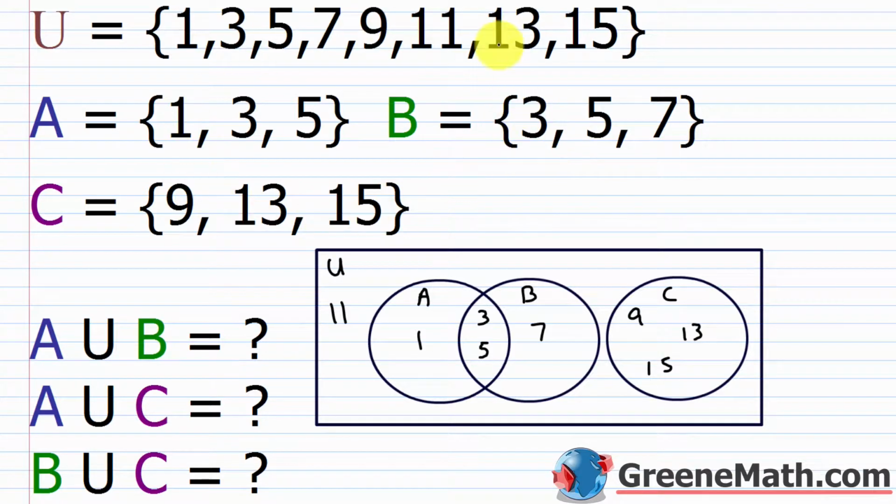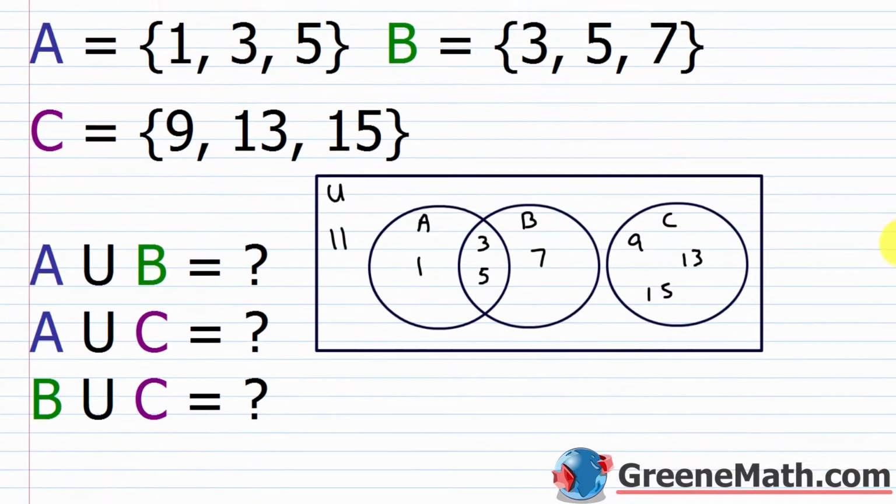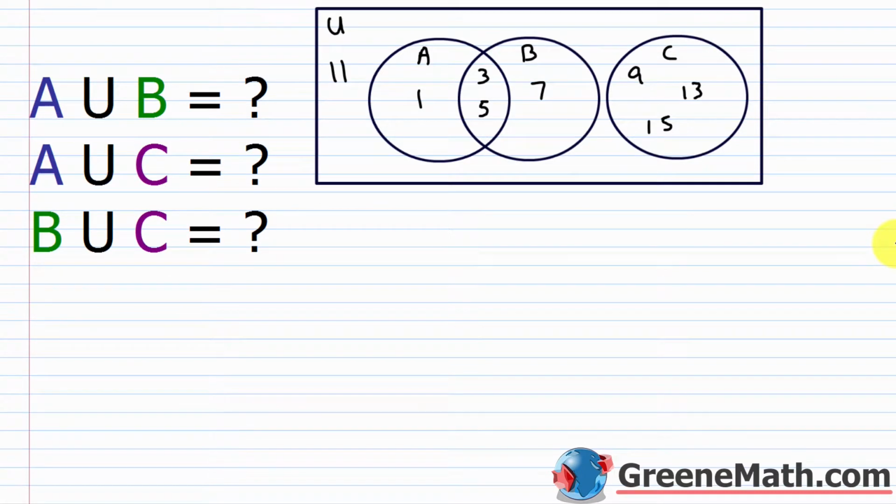So without referencing this, let's answer these questions here. So we're just going to look at our Venn diagram. So we have A union B. What is that? That's all the elements of A along with all the elements of B. Again, just don't double list anything. So looking at the Venn diagram, that's easy. It's a 1, a 3, a 5, and a 7.